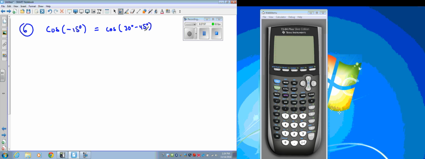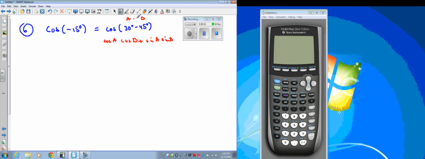Now look at your identity. What does your identity say? The cosine of a difference, and I'm going to write this in red so we can plug it in. Notice the difference is cosine A cosine B plus sine A sine B. And this one is A, and this is B. You see what I'm doing?